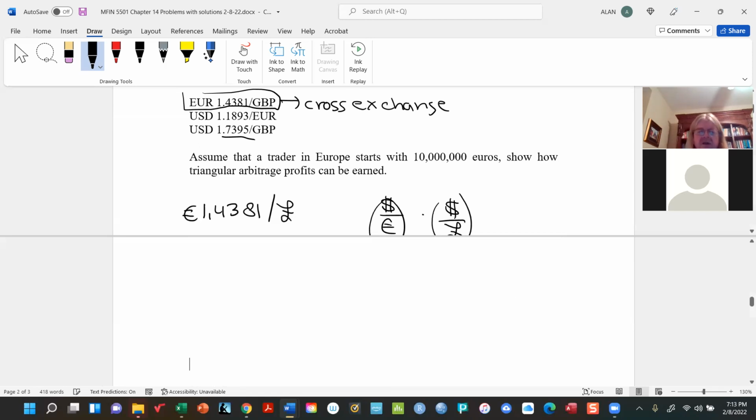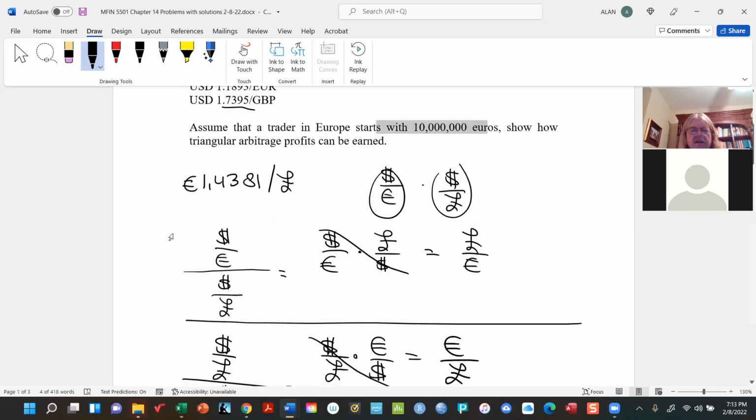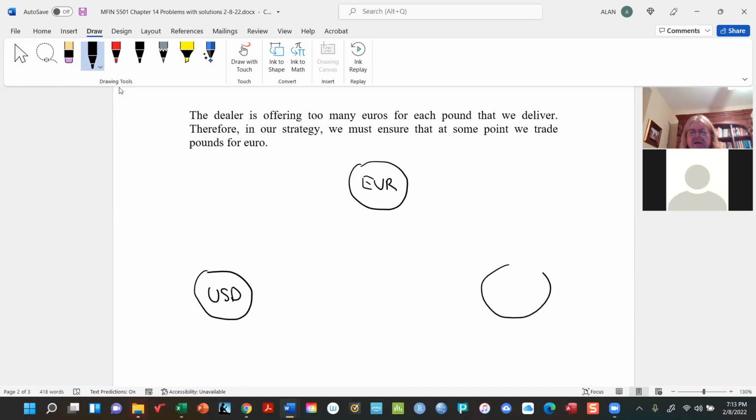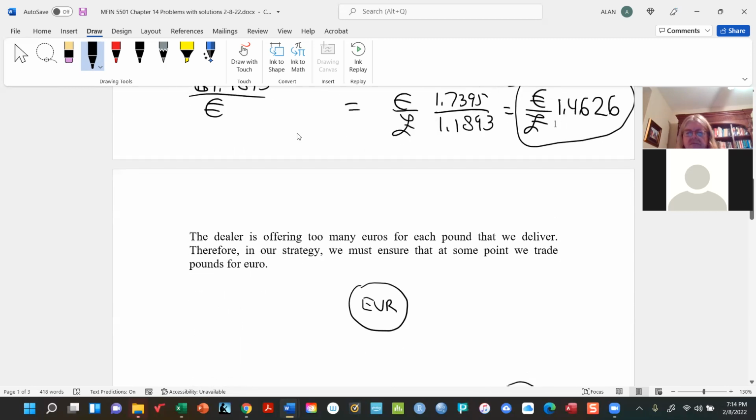Okay, so in the example, or at least my solutions, what I've got here is dollars in the bottom left-hand corner. Let me make that a little bigger. Up here, I've got euros. And here I've got pounds. So I've got 10 million euros. That's my starting point.